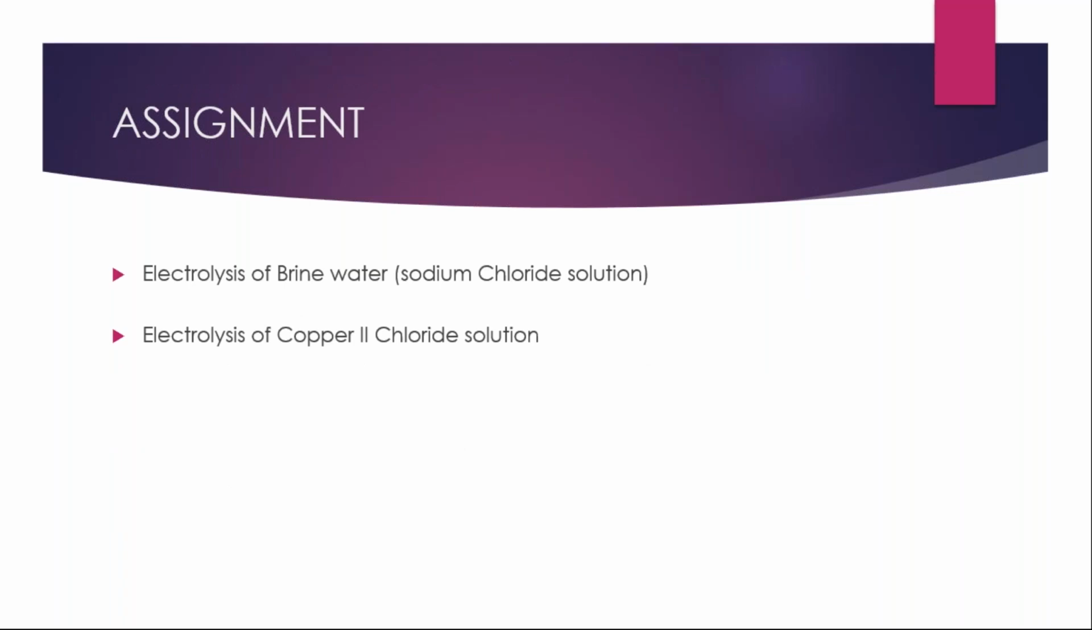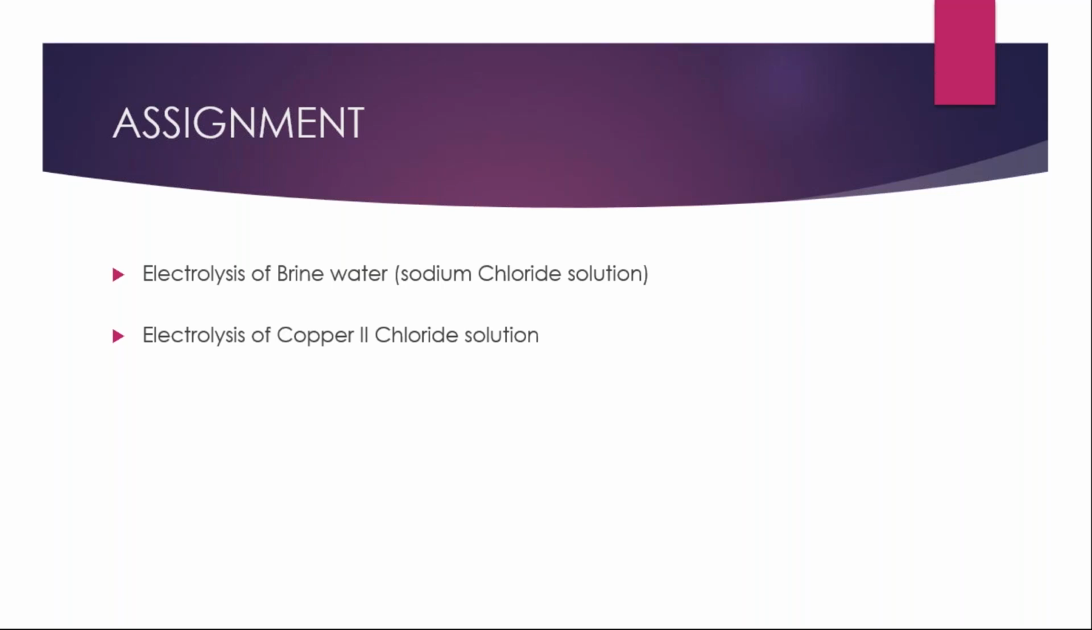So I'm going to give an assignment before we continue. From what I've just done, I've shown you the electrolysis of dilute H2SO4. So we'll be taking 2 assignments. We're going to do the electrolysis of brine water, which is sodium chloride solution, and of course the electrolysis of copper 2 chloride solution. There are 3 things I want us to do there. Just follow the pattern I used in doing mine.